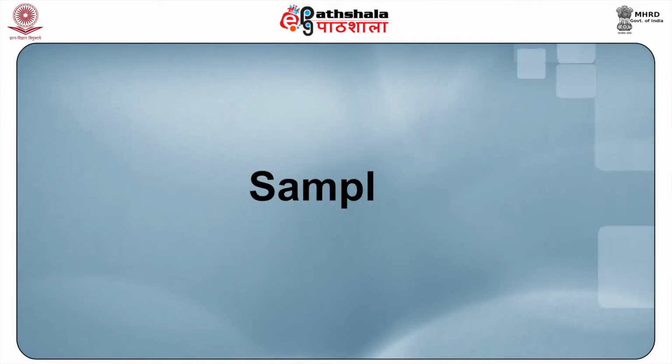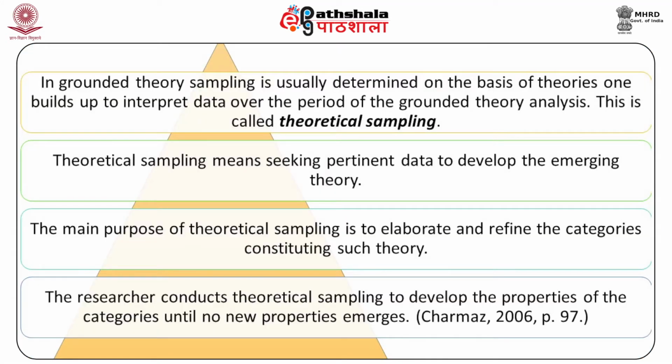Step 2. Sampling. In grounded theory, sampling is usually determined on the basis of theories one builds up to interpret data over the period of the grounded theory analysis. This is called theoretical sampling. Theoretical sampling means seeking pertinent data to develop the emerging theory. The main purpose of theoretical sampling is to elaborate and refine the categories constituting such theory. The researcher conducts theoretical sampling to develop the properties of the categories until no new properties emerge.